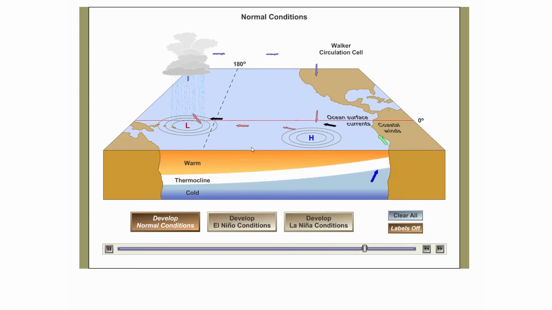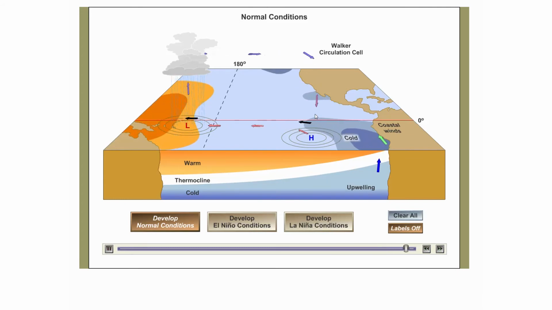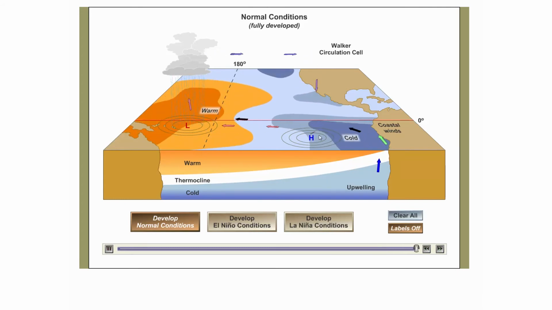Okay, this is the Walker cell, and you can see that slowly the cold waters begin to appear along the coast and also away from the equator. So you have established what is now called a cold tongue here and a warm pool here, and the Walker cell. What happens during El Nino?